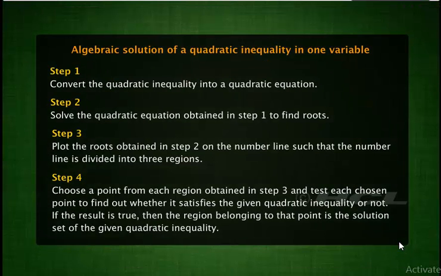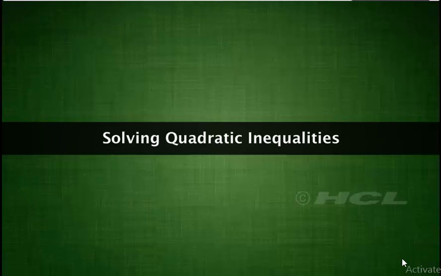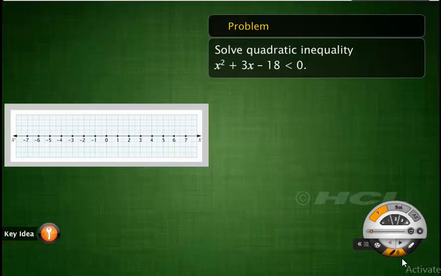Let's summarize the steps to find the algebraic solution of quadratic inequality in one variable. Solve a quadratic inequality x squared plus 3x minus 18 less than 0.